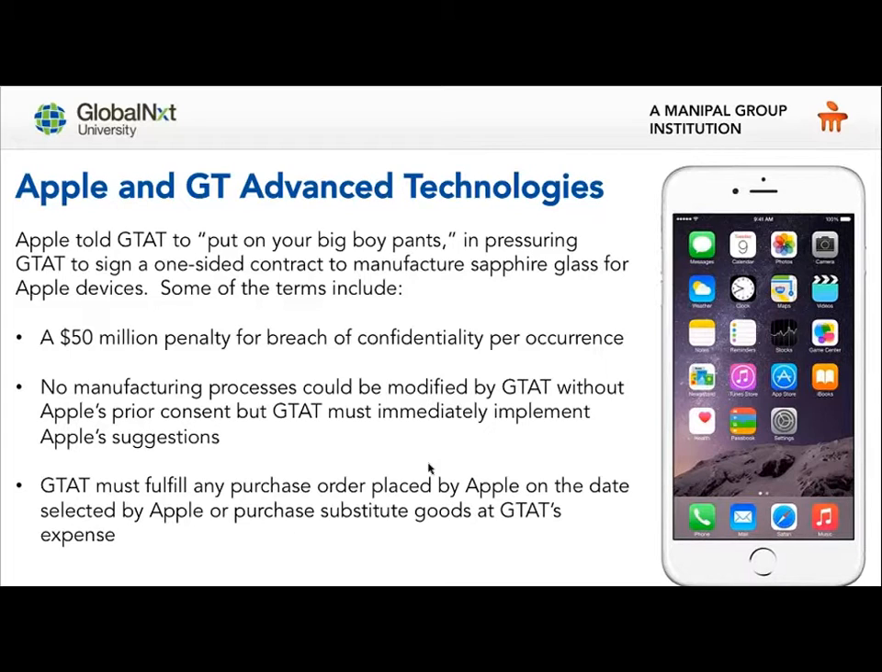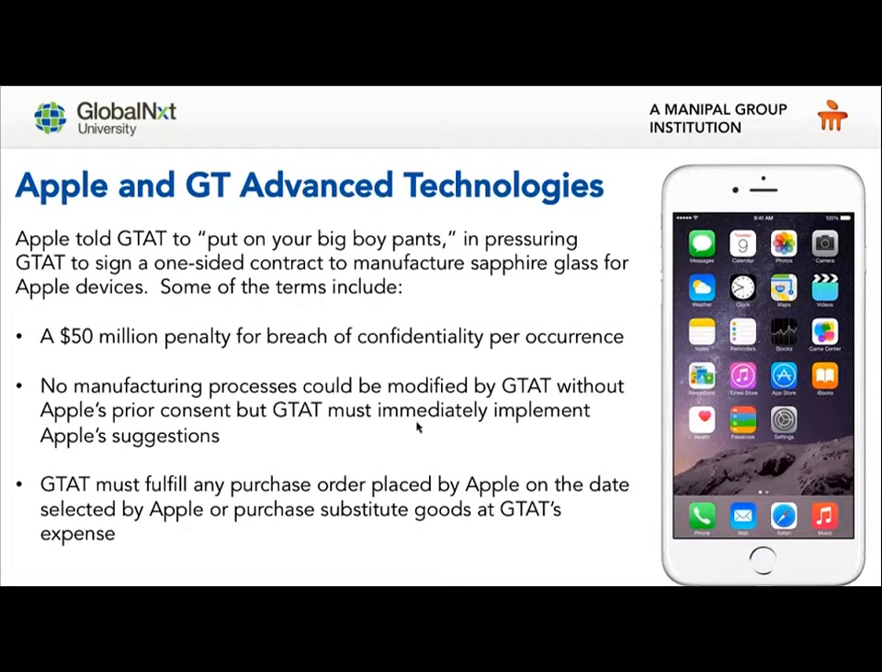So it just goes to highlight that the balance of power in these relationships is very, very important. And understanding where you are in that relationship, how much power you have, these are all important considerations when you're managing accounts.